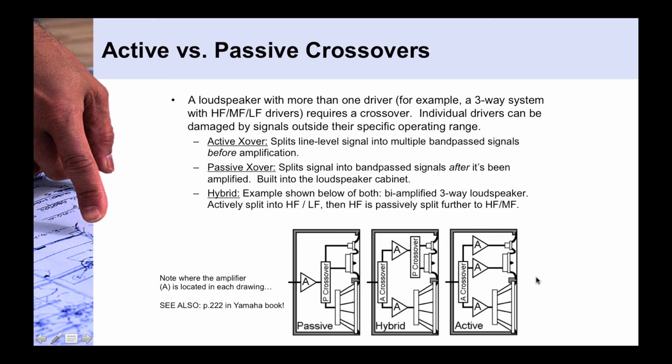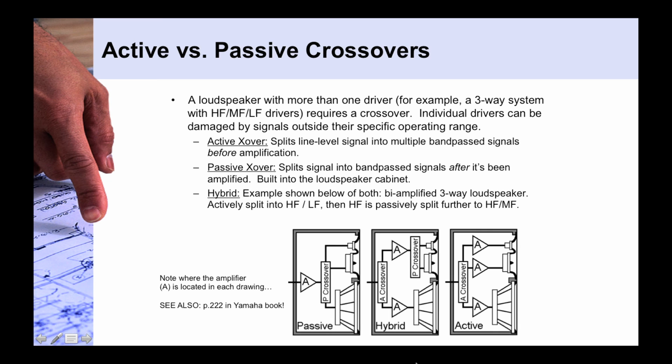In an active crossover setting, we have a line level signal that comes in, and at line level it splits it into a high, a mid, and a low signal. So this is all pre-amplification. And then at the amplifier, your amplifier is only amplifying the split signal. So you need a discrete amplifier for your highs, a different amplifier for your mids, and a different amplifier for your lows when you have an active crossover.